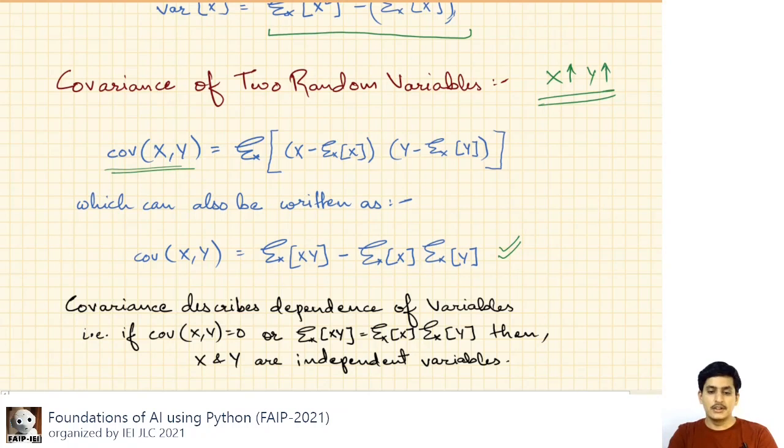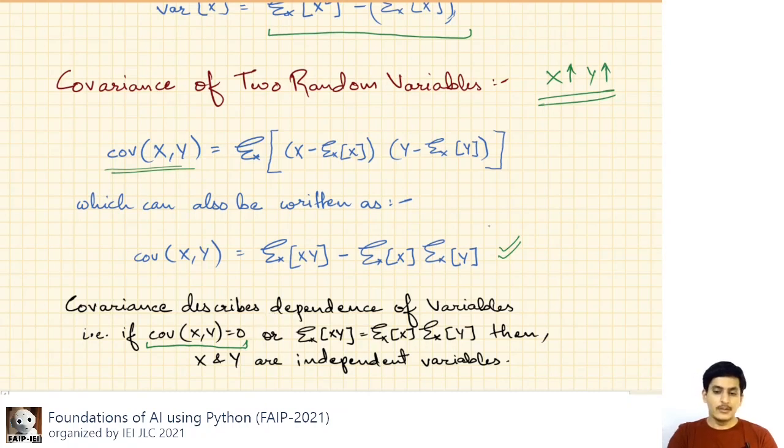What covariance does is describe the dependence of variables, and if covariance is 0, then it would mean that the expectation of xy equals the expectation of x times the expectation of y, which means that these two variables do not tell anything about each other. All right, and this is how we identify whether two different random variables are independent of each other or not. If they are independent, we should not go ahead and try to learn the pattern between those variables, because that will be a waste of time.